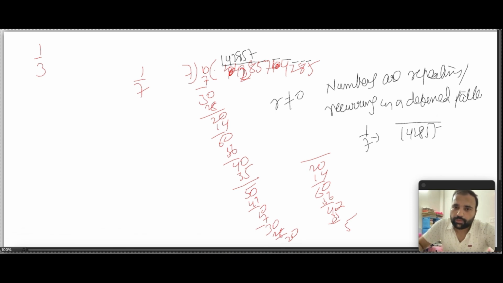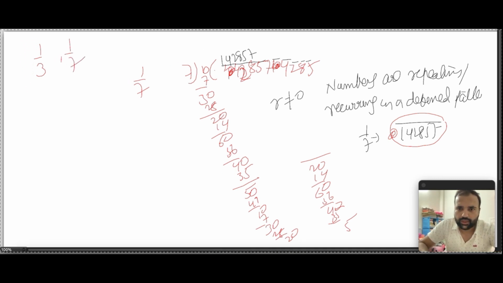and we can put a bar. Putting a bar means that all the numbers under the bar are repeating themselves. So you have 1 by 7 over here as well, which is repeating. So this was another example. We have done 1 by 3, we have done 1 by 7.